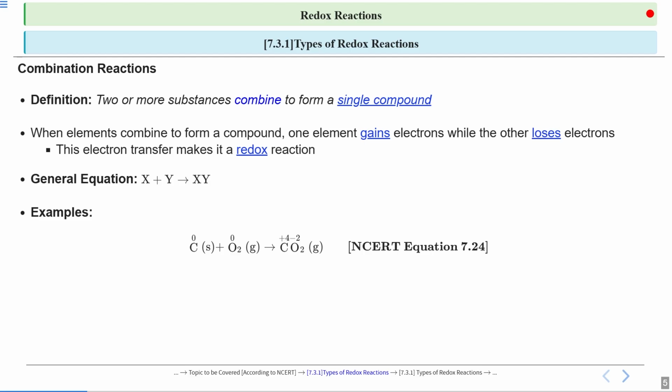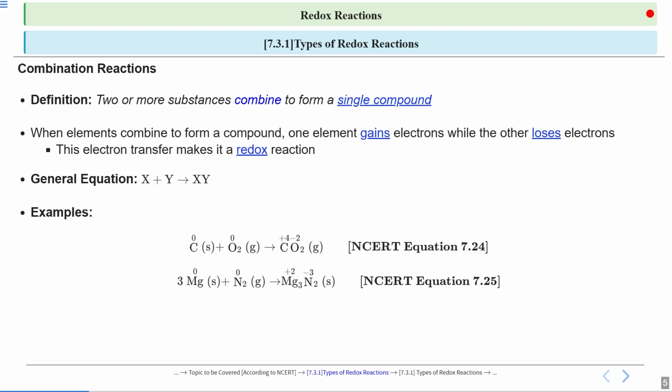There is also a general point about electron transfer in combination reactions. All combination reactions which make use of elemental dioxygen, as in this reaction, as well as other reactions involving elements other than dioxygen, are redox reactions.